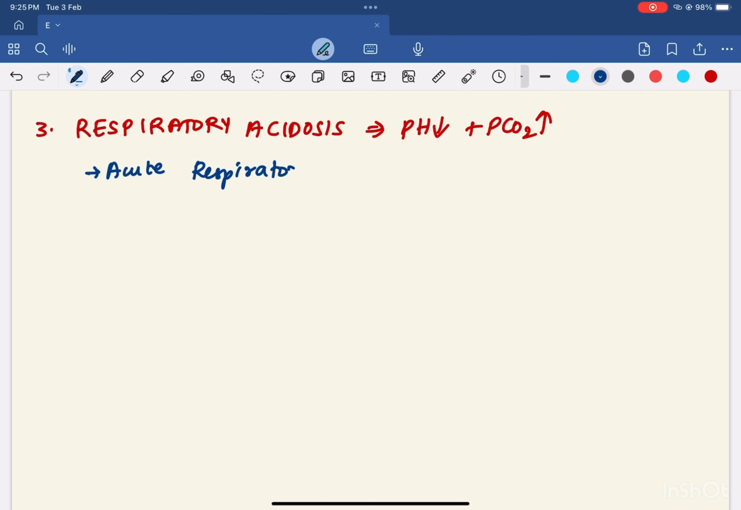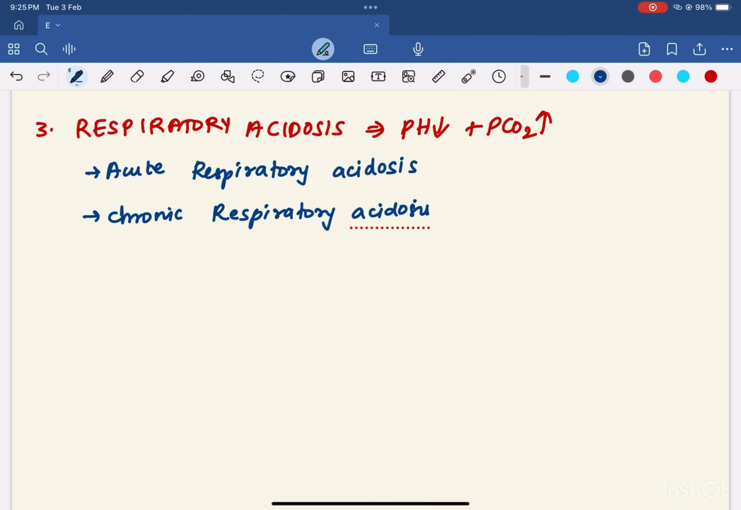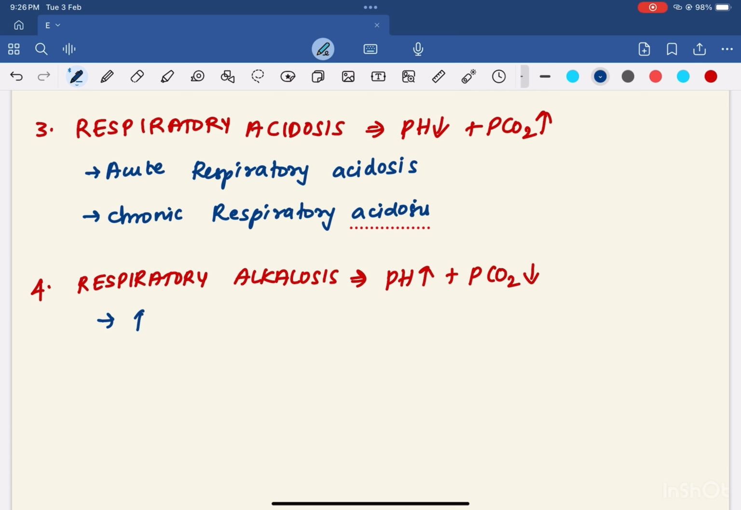So now the third one is respiratory acidosis. Respiratory acidosis means pH low, PCO2 high. In this you can see acute respiratory acidosis like airway obstructive disease, asthma, acute exacerbation of COPD, severe pneumonia, those come under that. And chronic respiratory acidosis, which are COPD, obstructive sleep apnea patients, poorly ventilated patients, they come under chronic respiratory acidosis.